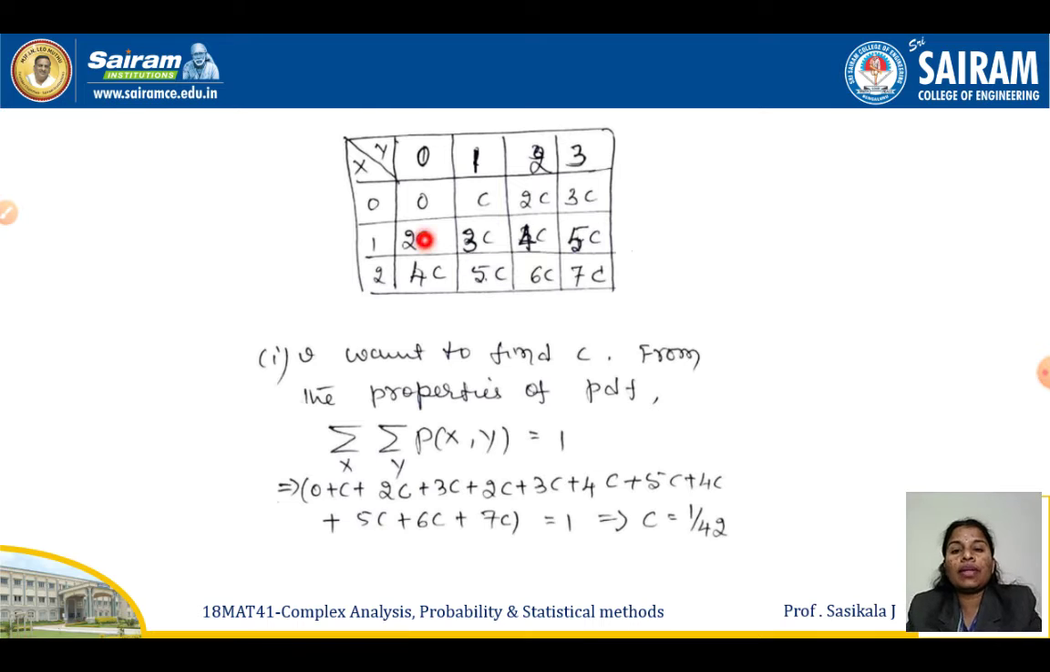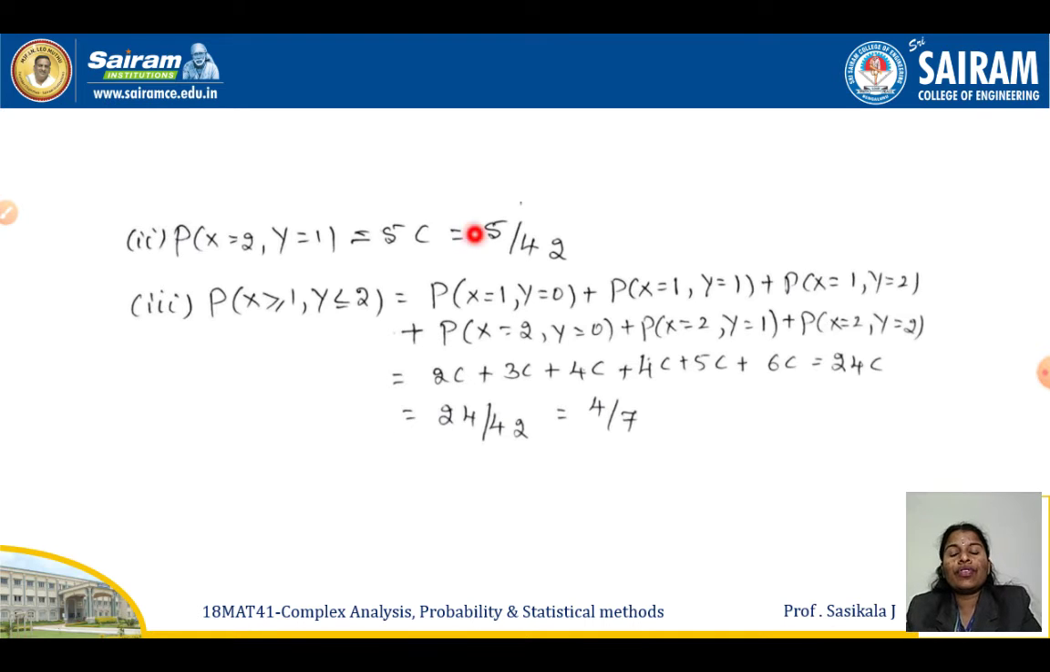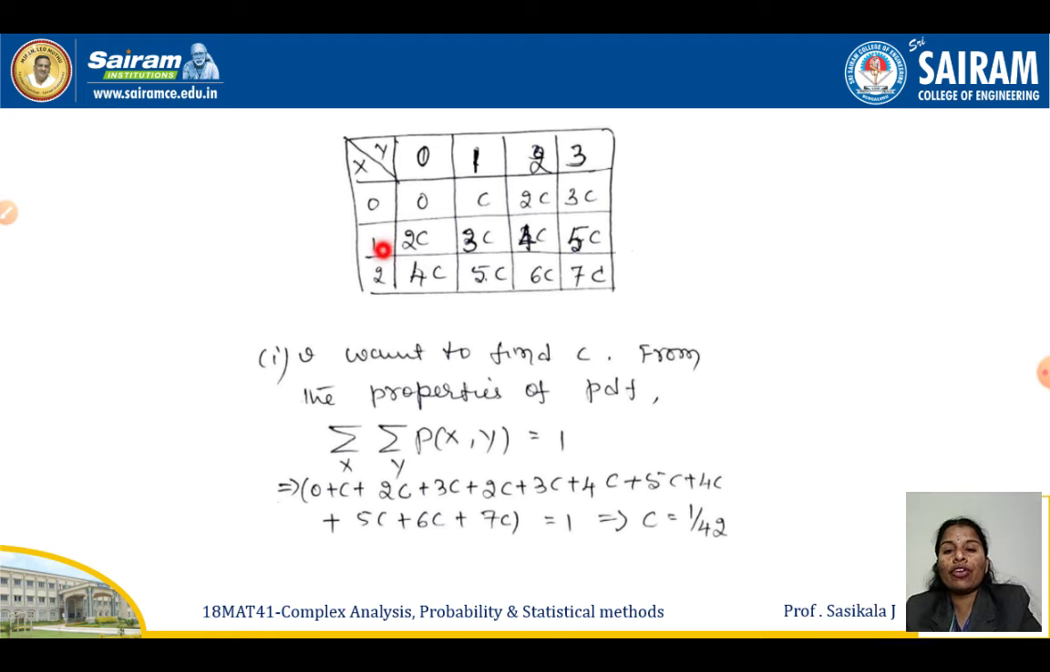So in this table, x is equal to 2, y is equal to 1. It is nothing but your 5c. So c value is 1 by 42, so 5 by 42. Third one, you can see x should be greater than or equal to 1. So x is more than or equal to 1, so 1 and 2 will come.